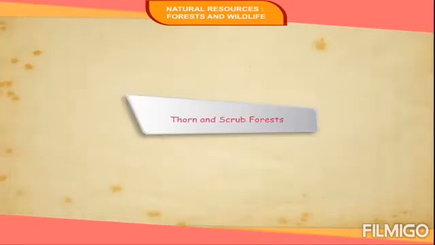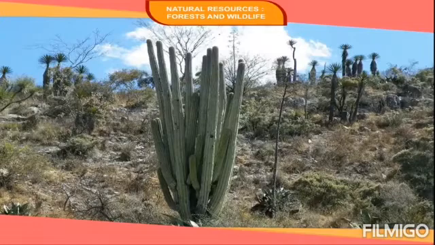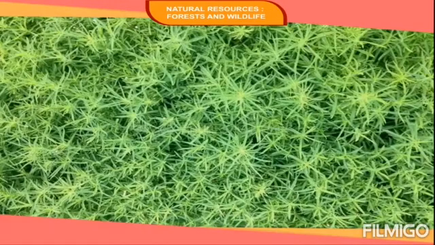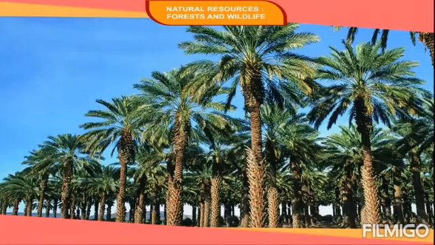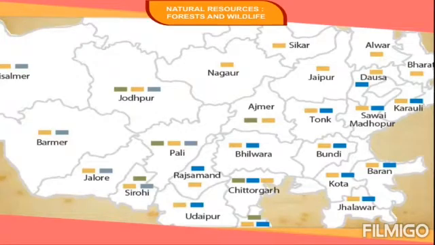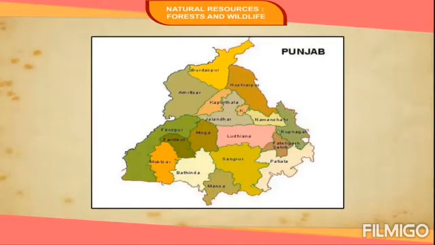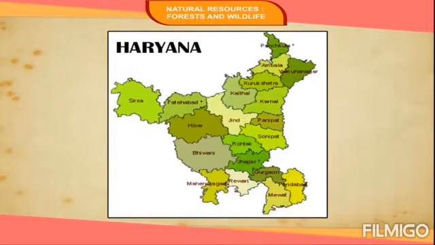Thorn and scrub forests. These forests occur in the region of low rainfall. Here only thorny grass, scrub, bushes, cactus and date palm grow. They are mainly found in Rajasthan, Gujarat, parts of Punjab and Haryana.